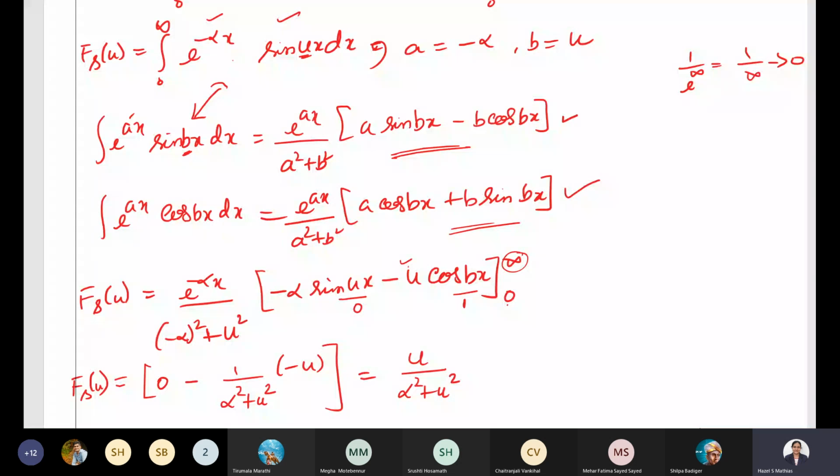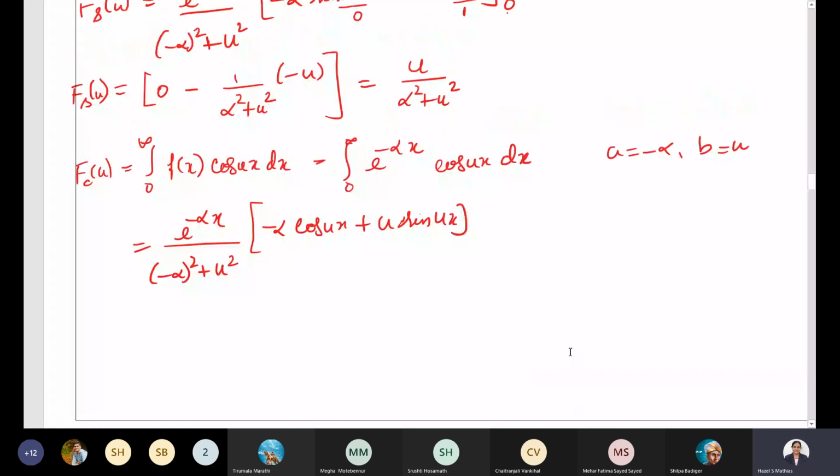Fourier cosine transform. We have substituted after making use of the formula. Now let's substitute the limits. Limits vary from 0 to infinity. So what do we get? Again 0 to infinity. Upper limit is infinity, so e power minus infinity is same as 1 by e power infinity, which is 1 by infinity, which is 0. So upper limit is 0.